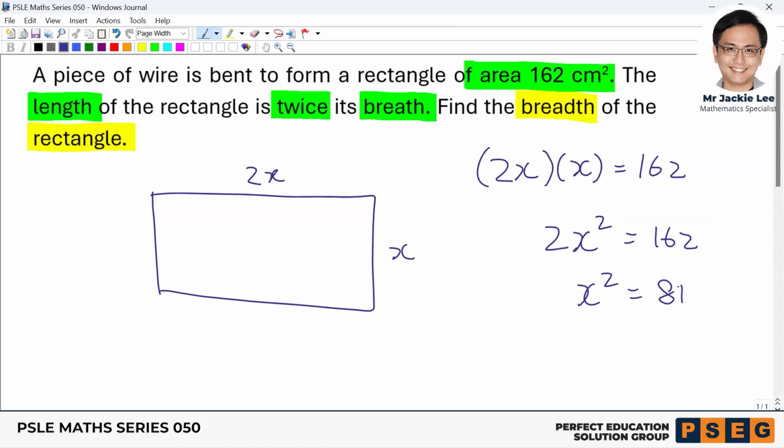Now, I hope that you can recall some basic square numbers like, for example, 2 square is 4, 3 square is 9, 4 square is 16, that kind of thing. So when you come down to this, I hope you can easily tell me this is actually 9. 9 times 9 is actually 81, right? And isn't x actually the final answer? Of course, we got to put back the unit. So this is now the final answer, 9 cm.